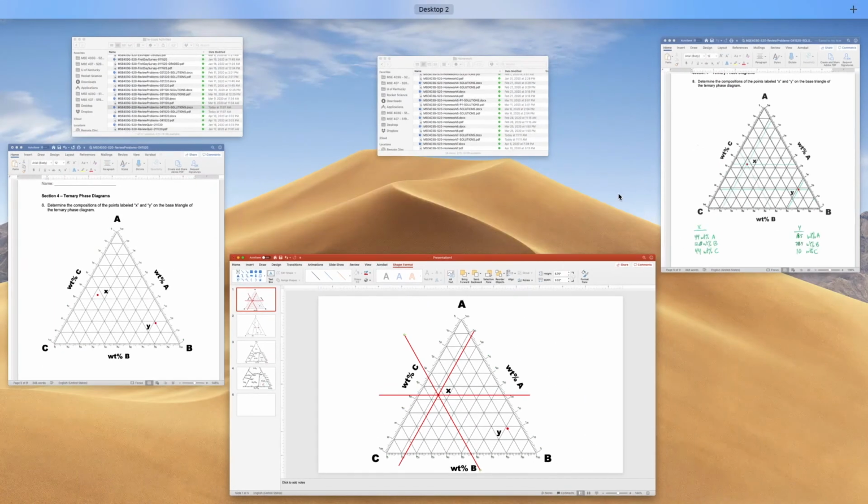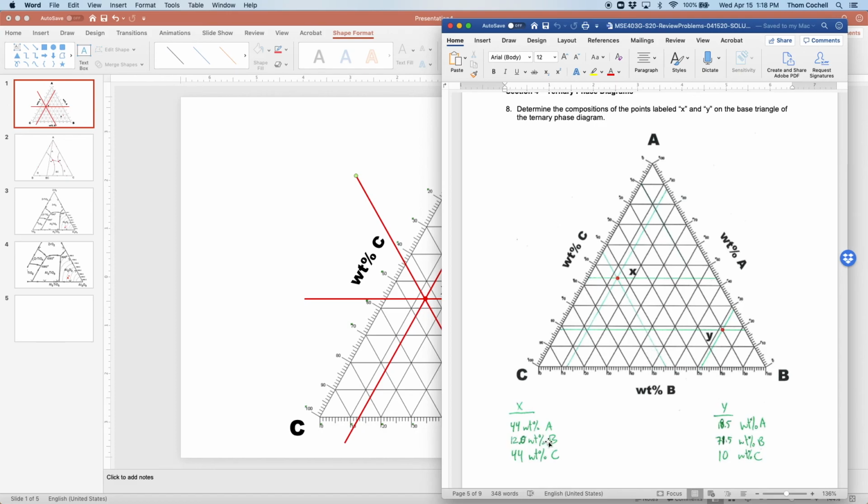So let me go back to my solutions here. And you'll notice for X, I got 44 here. So there is going to be some slight variation sample to sample, depending on how you drew your lines. The solutions are from when I had a paper version of this, and that's how I did that version. I got 44 weight percent A compared to the 43, so that's pretty close, and then 12 B and 44 C. Then double check to make sure that adds up to 100 or is at least very close to that. And then you can do the same for Y. And that's how you're always going to get the composition of a given point.